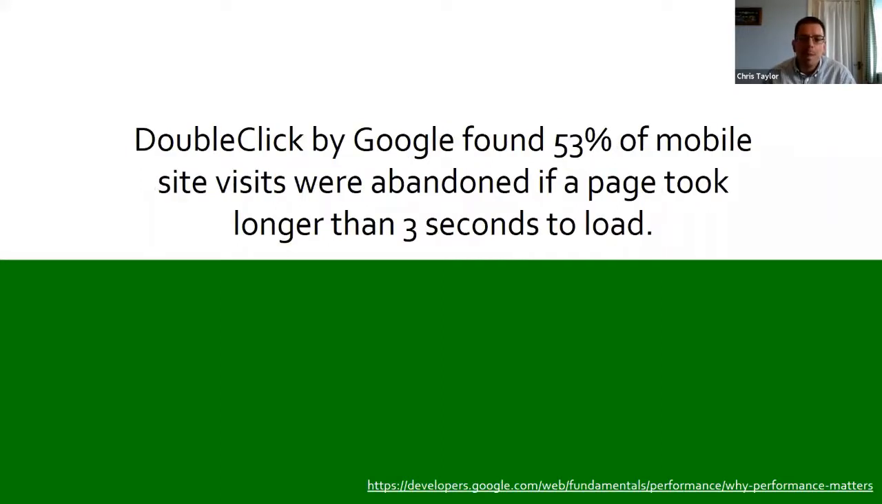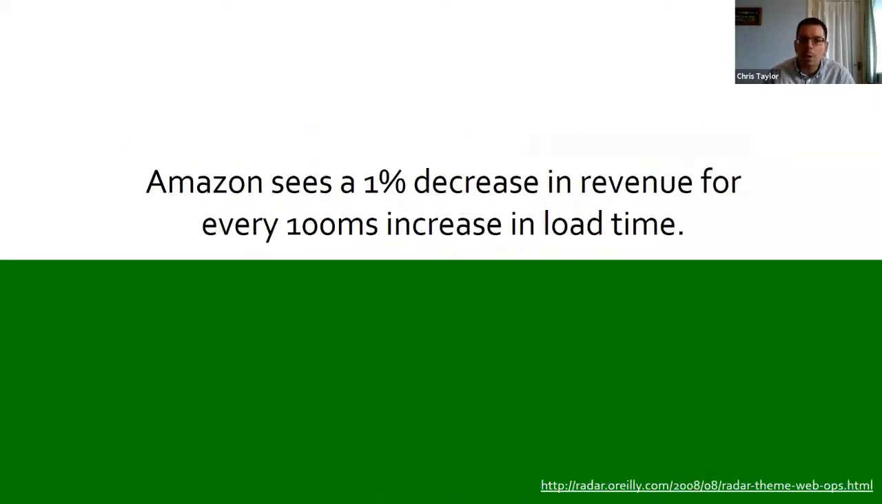Okay, and here's the big one for me. DoubleClick by Google found that 53% of mobile visitors abandoned if the page took longer than 3 seconds to load. 3 seconds. Users are going to abandon your site if it's too slow. There's another big one. Amazon, 1% decrease in revenue for every 100 millisecond increase in load time.